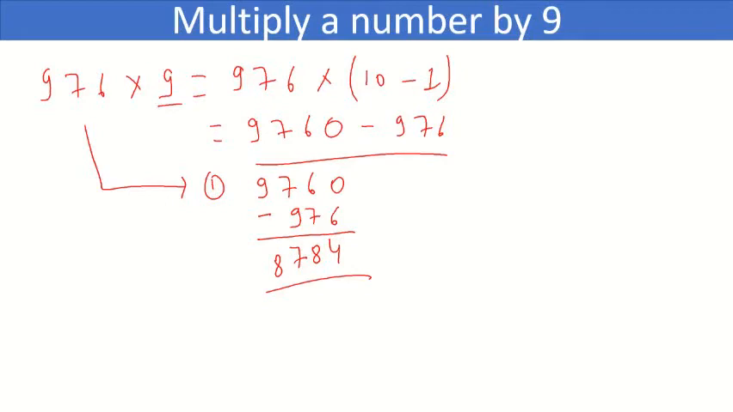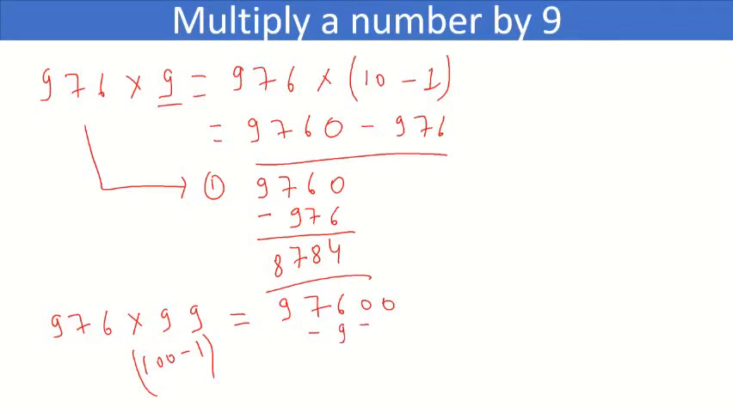This same result can be extended for bigger numbers as well. For example, you have to multiply 976 into 99. Here 99 will get converted in the form of 100 minus 1. So the first step will be to multiply the number with 100, and in the next step you will subtract the same number from this result.